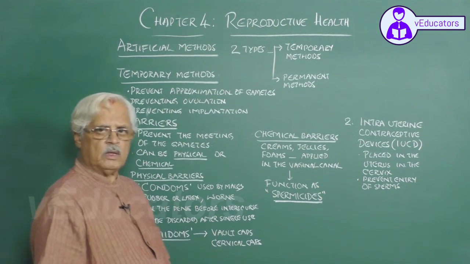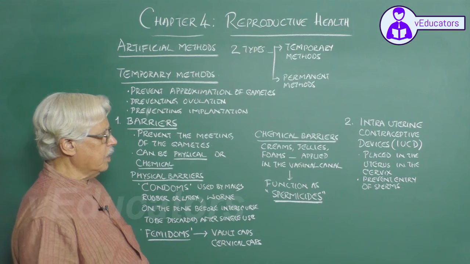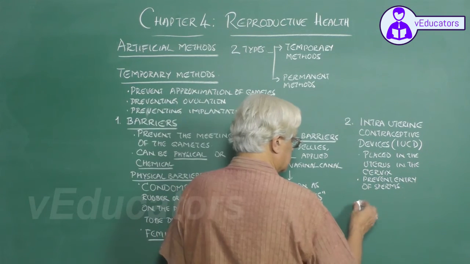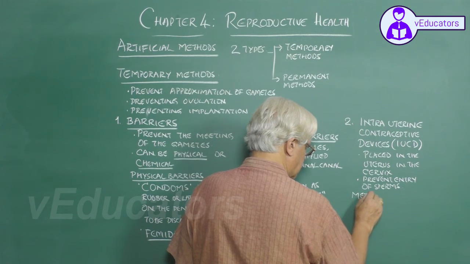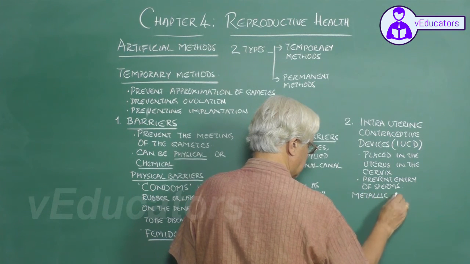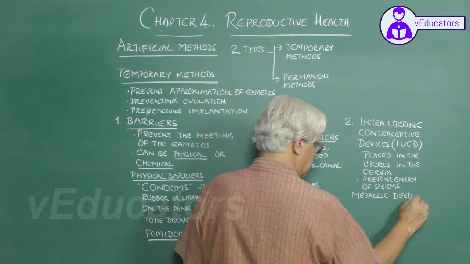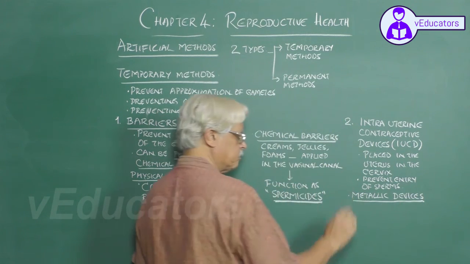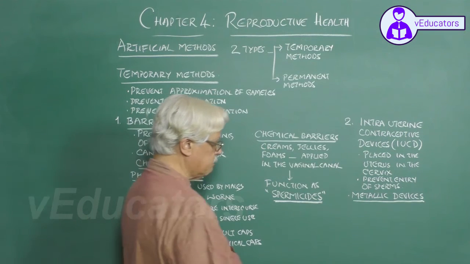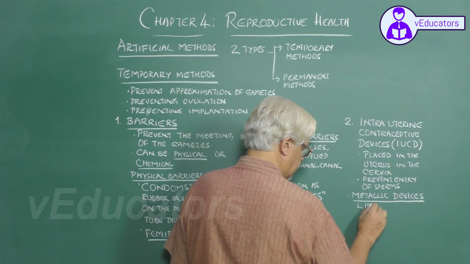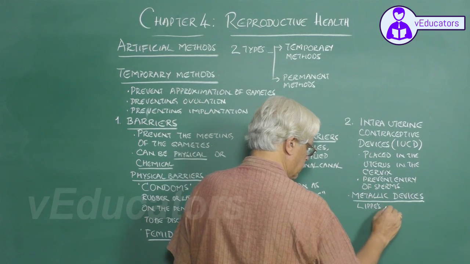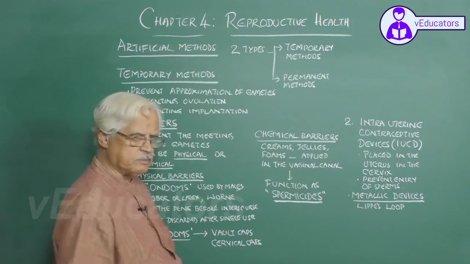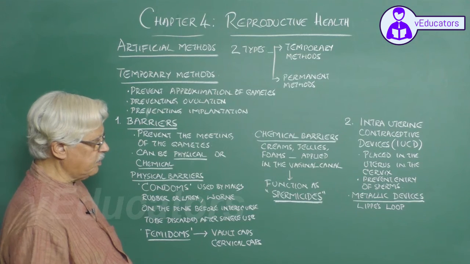The devices can be anytime ejected out. There are metallic devices. Devices made from some metallic devices. For example, there is one called lippes loop, which is placed in the uterus to prevent the entry of sperms.